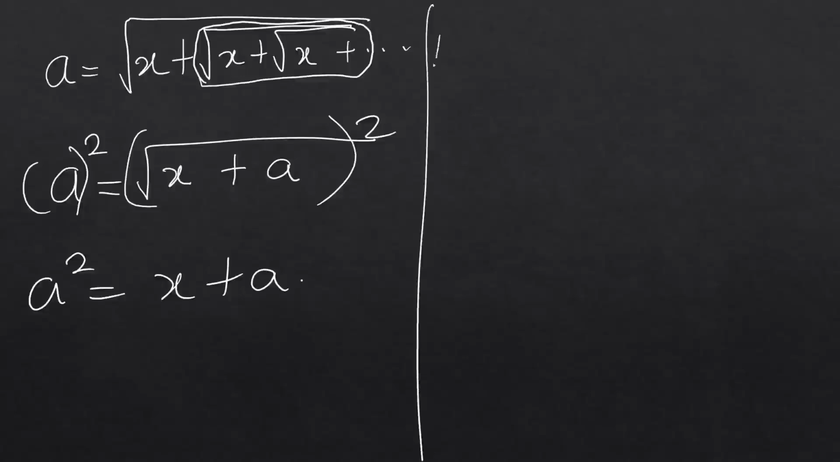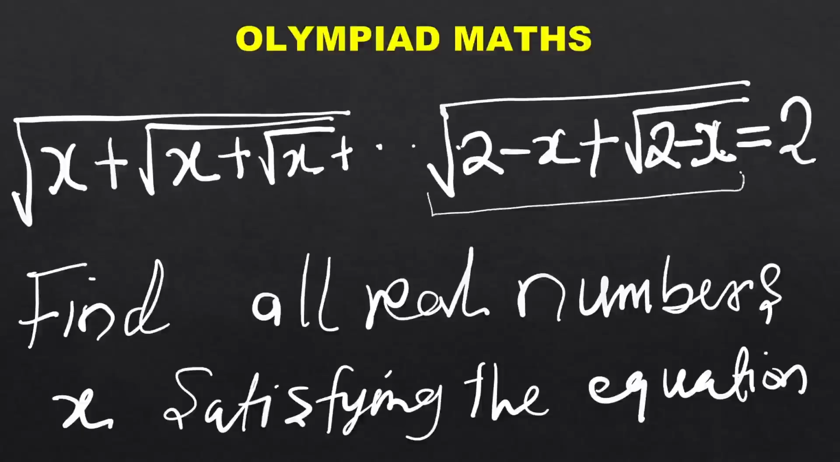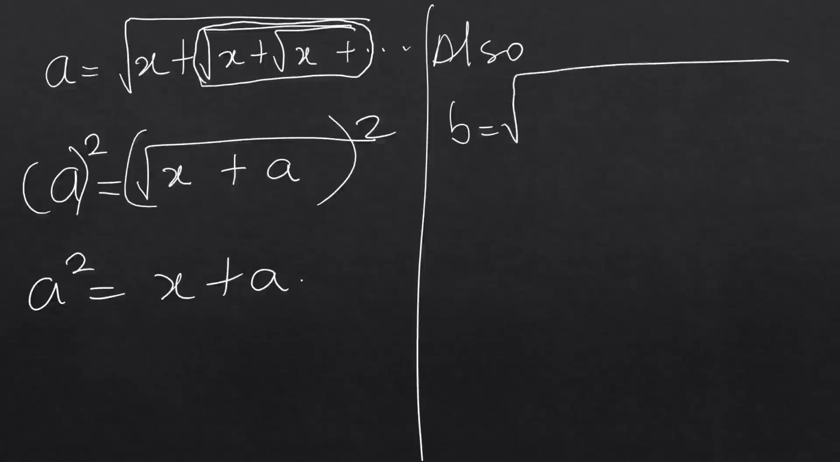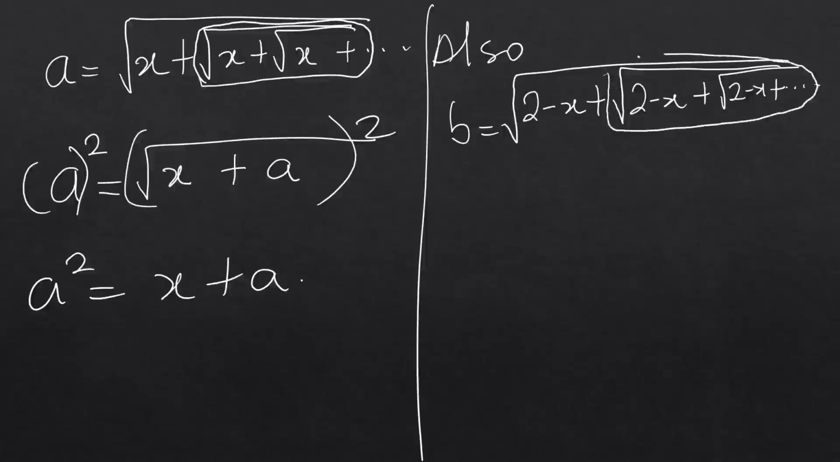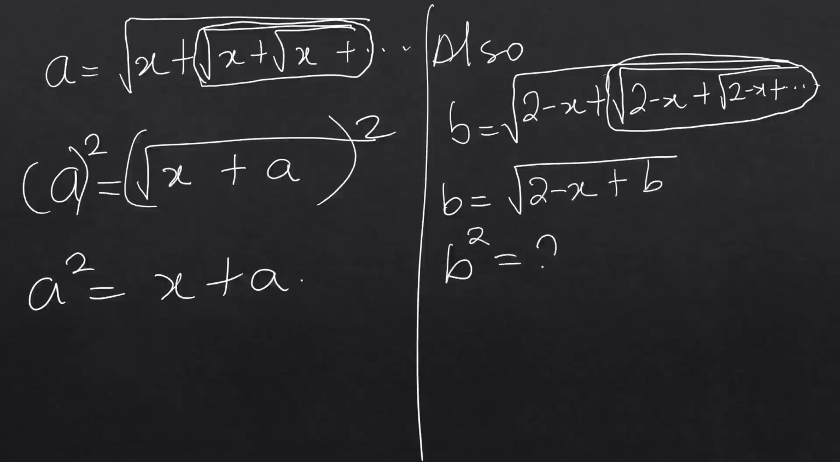Repeat the same expression. Also, I can say that B is equal to the second part, the whole of this part. So I can say that B is equal to square root of 2 minus x plus square root of 2 minus x, plus square root of 2 minus x, and so on. Therefore, the same thing I did: if you realize that the whole of this is the same thing as the B we are looking for, therefore this B is going to be equal to square root of 2 minus x, then plus B inside of it. If you also square both sides, you realize that B squared is equal to 2 minus x plus B. Good. Equation 1 and equation 2.